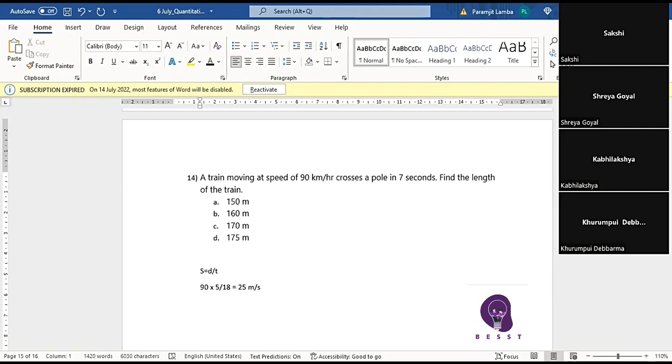So 25 into 7 seconds is equal to 175 meters. Everyone clear how we arrived at this? 175 meters. D is the right answer.